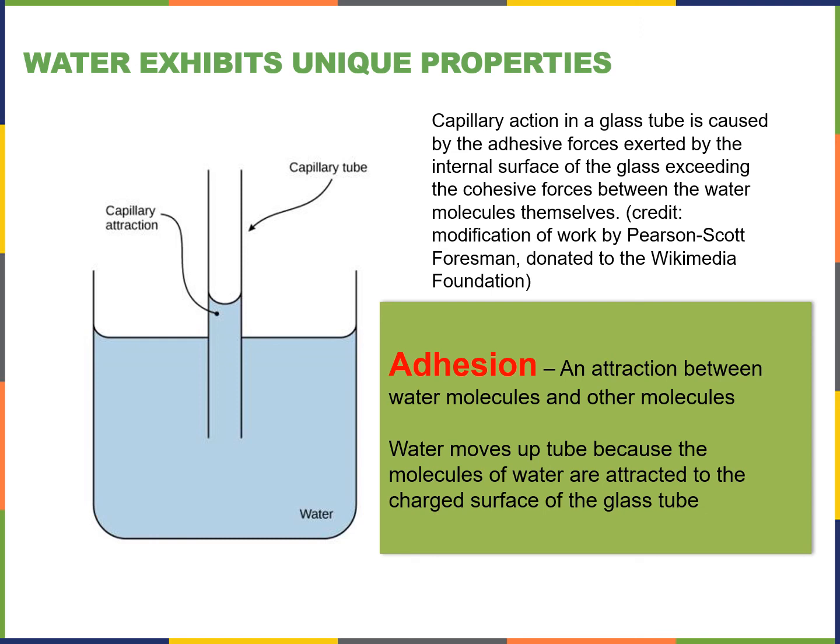No adhesion. This is also what allows trees that are 10, 20, 30 stories tall to pull water from 10 feet below the surface up to 300 feet into the air. They're using adhesion and cohesion to pull water up.